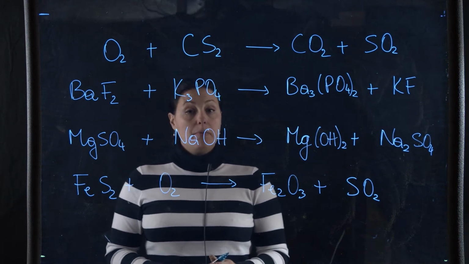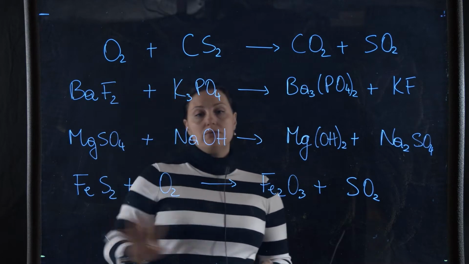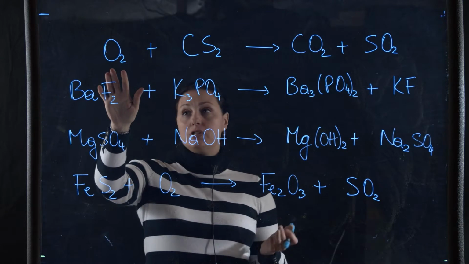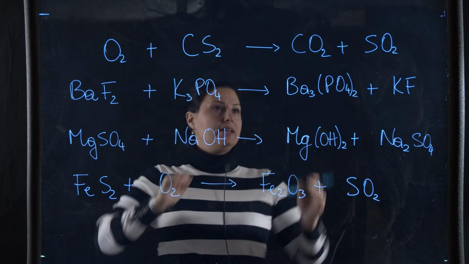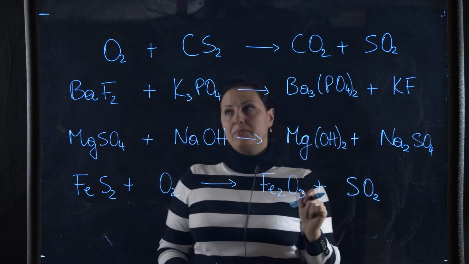Let's take a look at part 2 of slide 14. I have already written out the reactions, so let's look at each one of them. We have, for the first one, oxygen plus carbon disulfide gives me carbon dioxide plus sulfur dioxide.